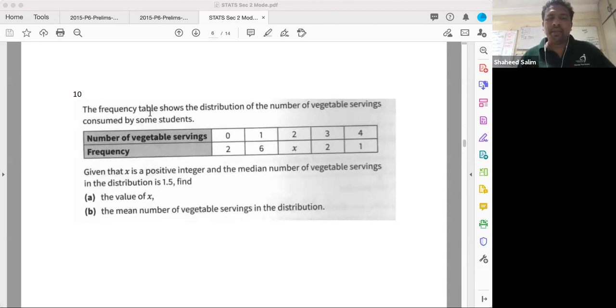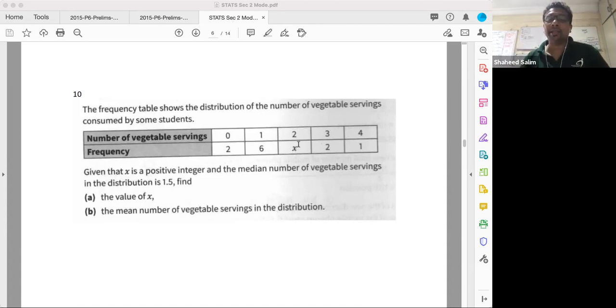So we go one by one, we read together. The frequency table shows the distribution of the number of vegetable servings consumed by students. So this must mean something to you. Imagine you are in the American cafeteria. 2 students don't want any vegetables. 6 students take 1 scoop. X students, we do not know how many, take 2 scoops. 2 students take 3 scoops. And 1 student takes 4 scoops. This must be a vegetarian, probably. 4 scoops is a lot.